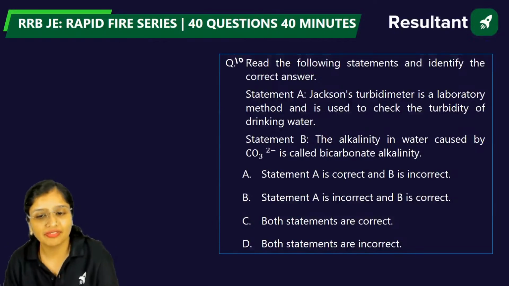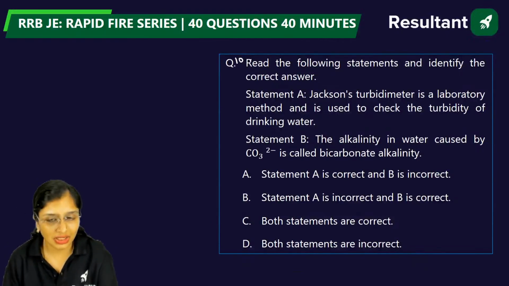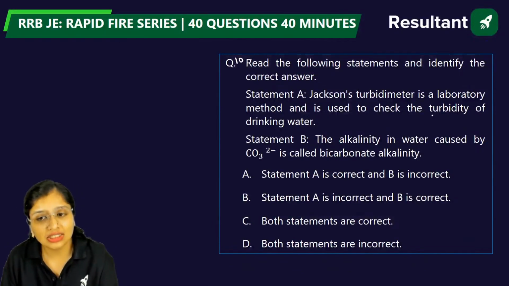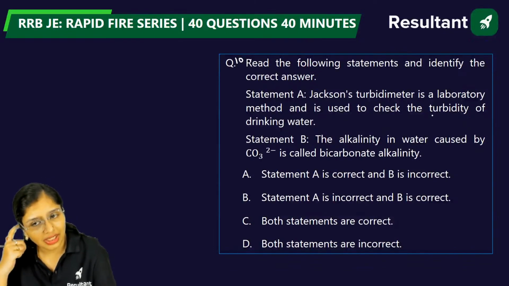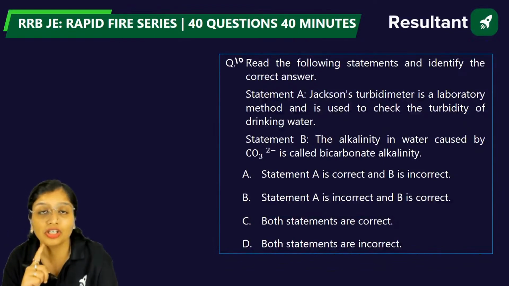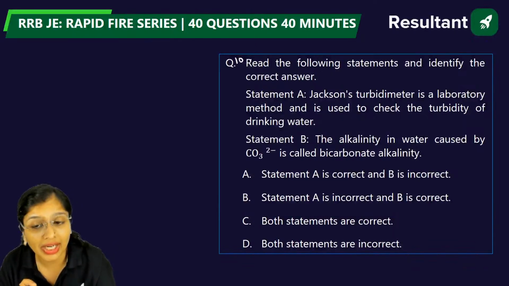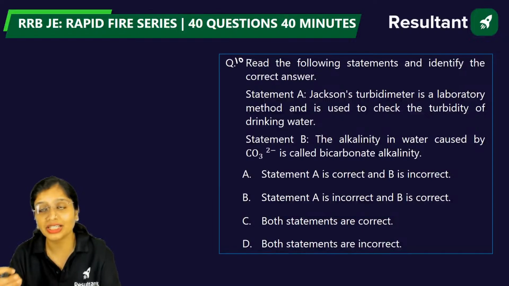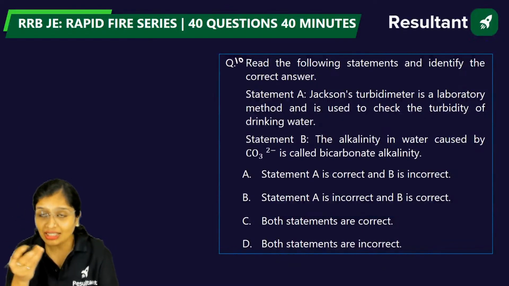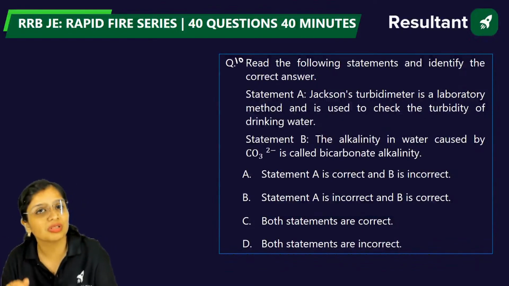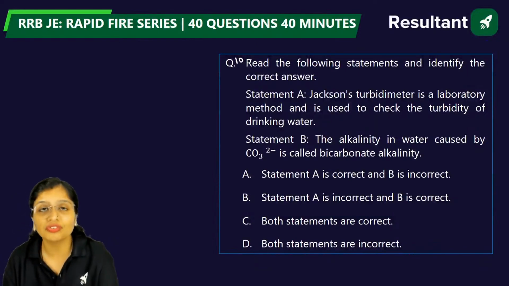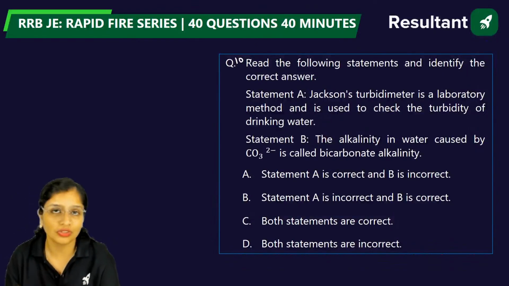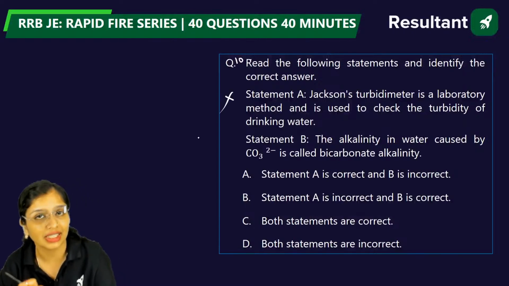Your statement is given to you and you have to tell which one is the correct one. Jackson's turbidity meter is a laboratory method, correct, and is used to check the turbidity of drinking water. This is incorrect. Why? Because when you use Jackson's turbidity meter, it gives you turbidity greater than 25 units, and turbidity greater than 5 units is visible by the naked eye. So you use it for natural water bodies, but you don't use it for drinking water. So first statement is incorrect.